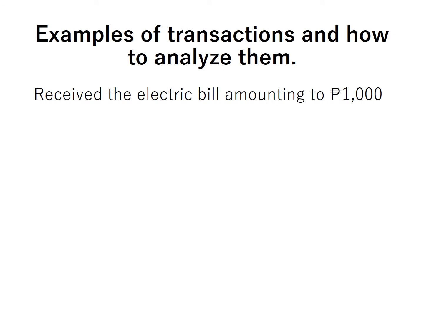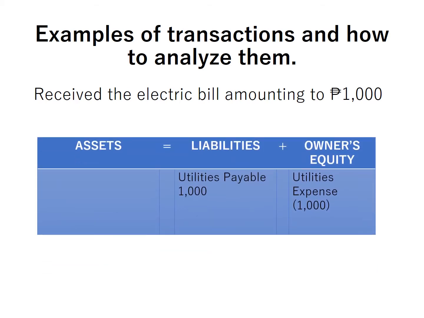Last transaction, the business received the electric bill amounting to 1,000 pesos. What accounts are affected? The first account affected is utilities expense. When the business received the electric bill, it means utilities expense had already been incurred. The other account affected is utilities payable.